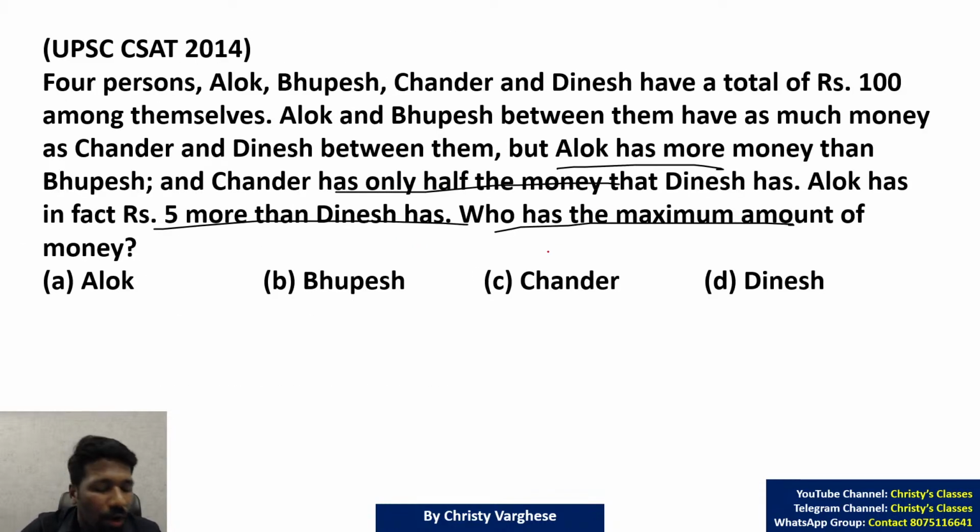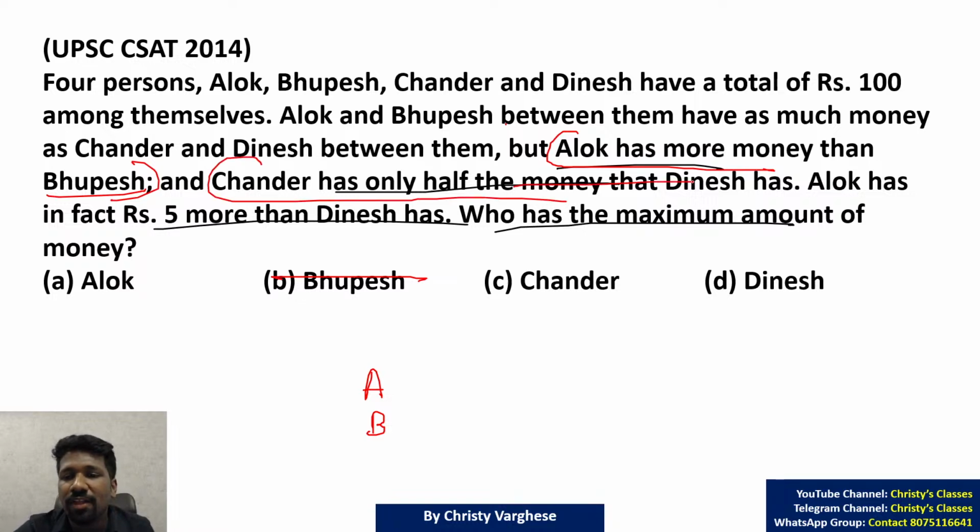Here the question is not asking how much is the amount. The question is only asking who has the maximum amount. So instead of selecting the correct answer, let's reject the wrong answers. How can you reject the wrong answers? Alok has more money than Bhupesh. That means Bhupesh cannot have the maximum amount, because Alok is above Bhupesh. At least one person is above Bhupesh with respect to the money they have. So Bhupesh cannot have the maximum amount; it is either Alok or someone else. So Bhupesh is eliminated. For that, this sentence is enough.